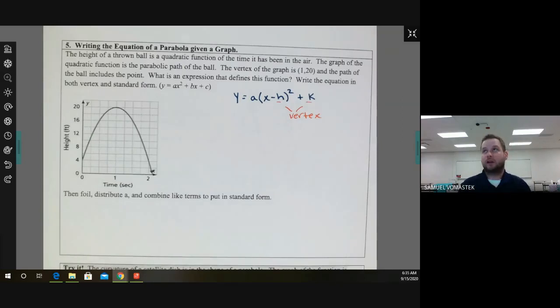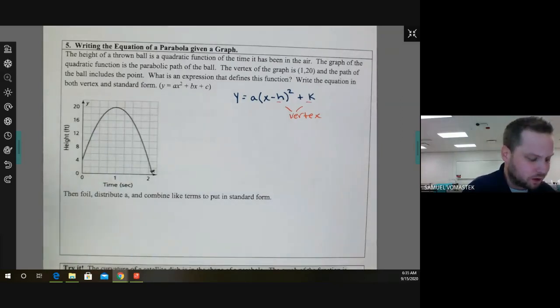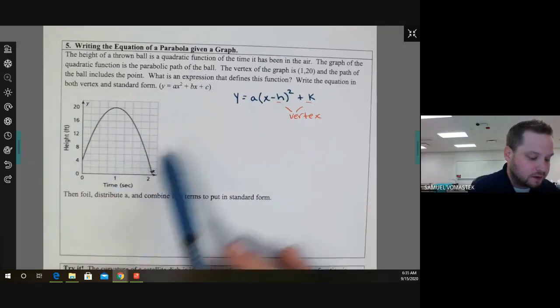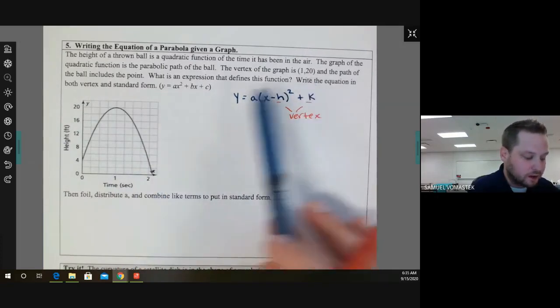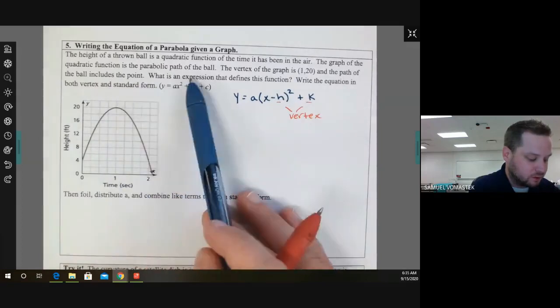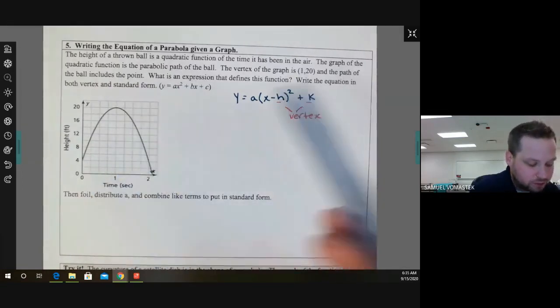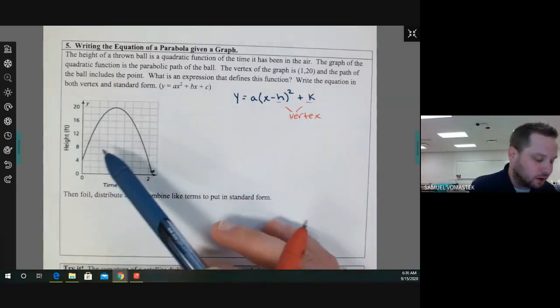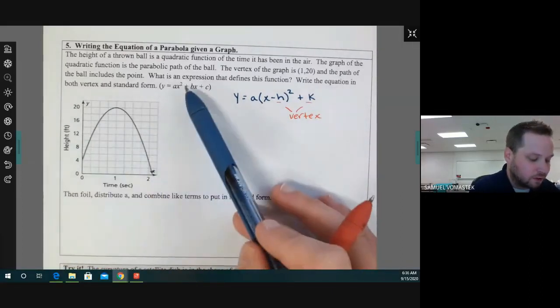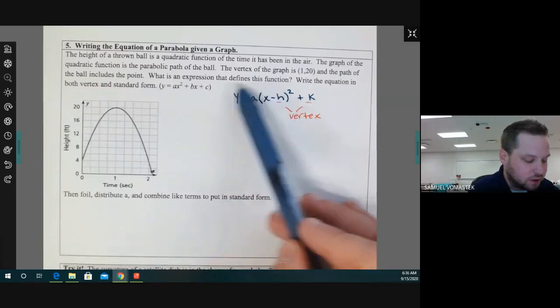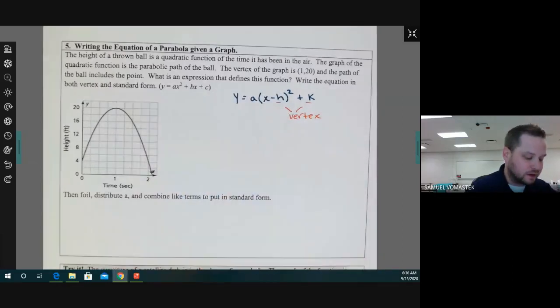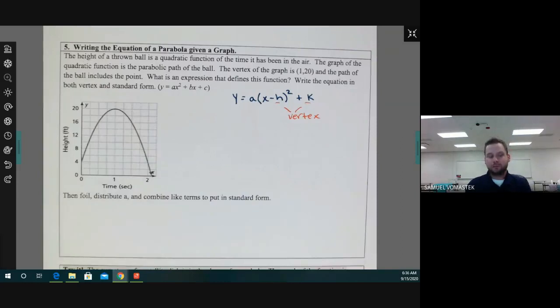So for this example, we're talking about the height of a ball thrown in the air following the path of a quadratic function. The graph is right here, so it's a parabolic path. They tell us that the vertex is (1, 20), and the path of the ball includes a point. They don't give us the point exactly, but we should be able to find it from the graph. They want to know what's an expression that defines this function. They want the equation in both vertex and standard form.